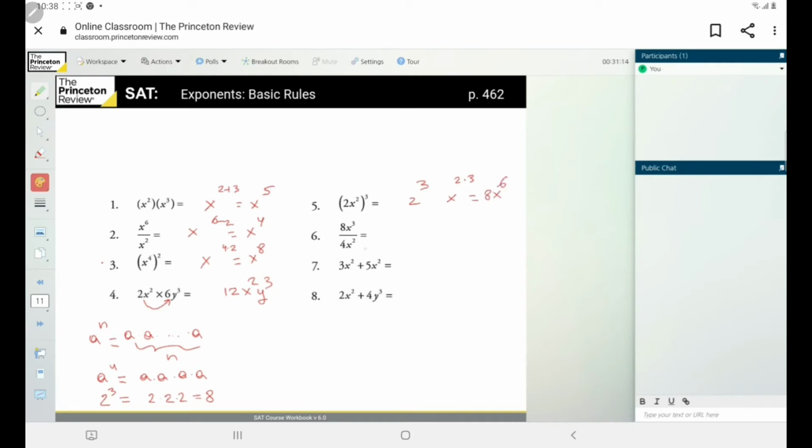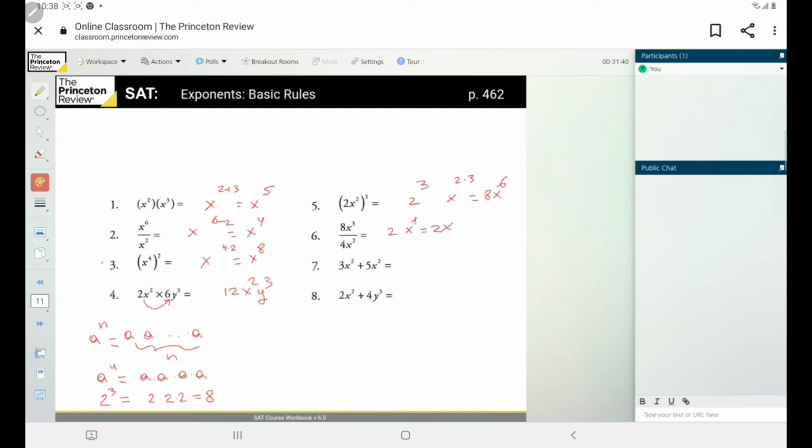For example 6, we divide the coefficients first. When we divide 8 by 4, we obtain 2, and as you see, when we divide the quantities, we keep the bases the same and we subtract the exponents. We obtain 2x to the 1, and this is equal to 2x.